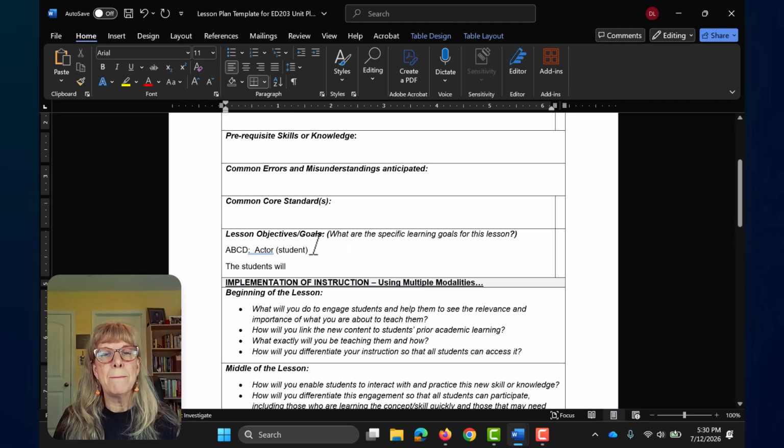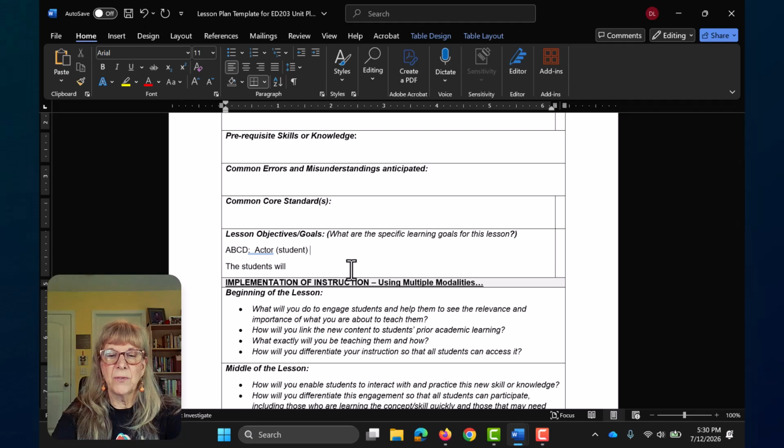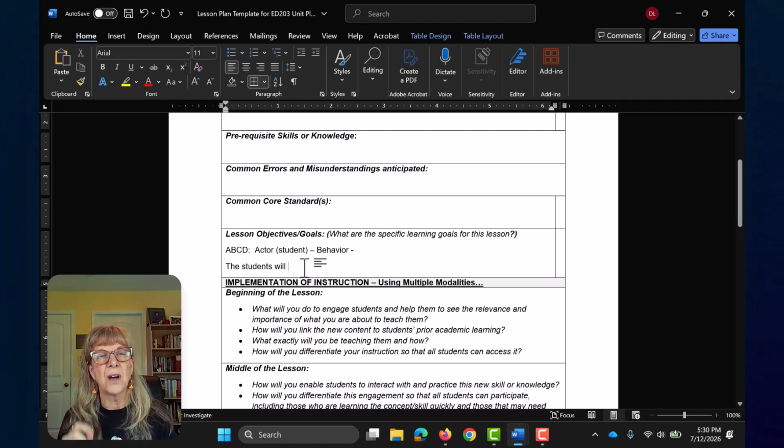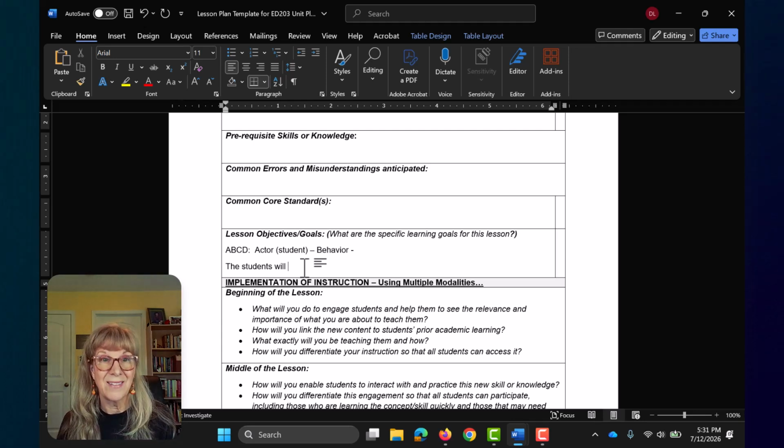Easy. B stands for behavior. What will the students do? See, your lesson objective has got to be measurable. You'd never want your lesson objective to say something like, students will understand how to add fractions. Well, how do you know at the end of the lesson that they understand it? How are they going to demonstrate that understanding? That's what you want to put into your lesson objective.